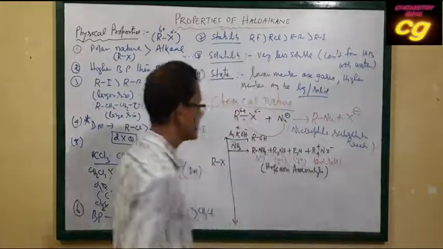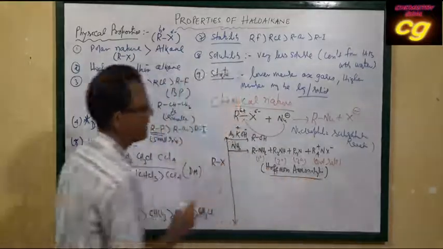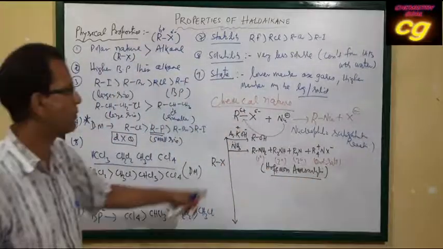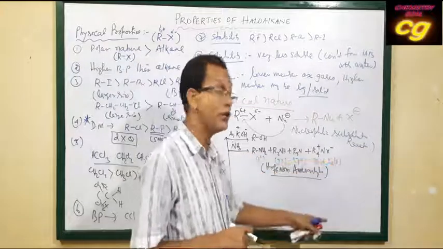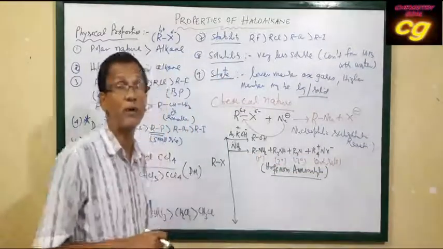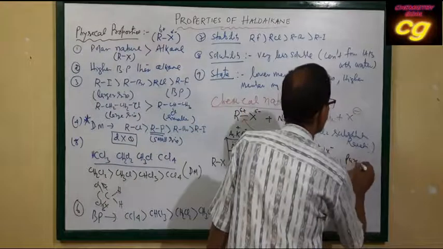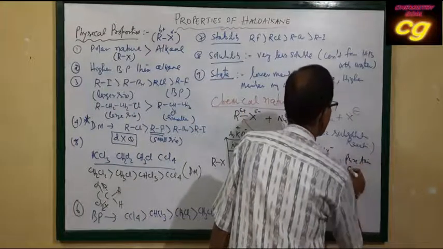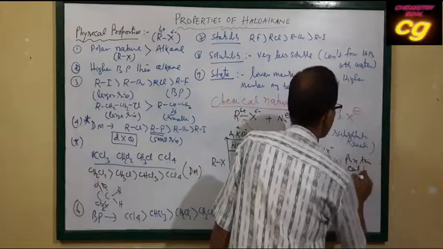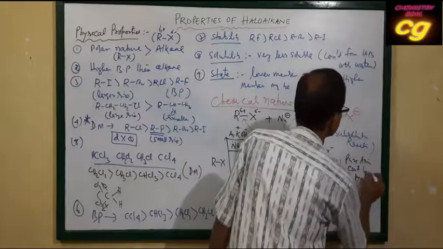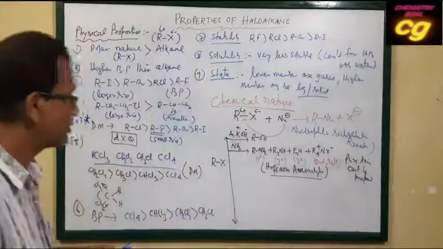Very important name reaction. This is called Hofmann ammonolysis. Formation of primary, secondary, tertiary amine. Here pure amine cannot be prepared. This is very important: pure amine cannot be prepared. This is one specific condition.